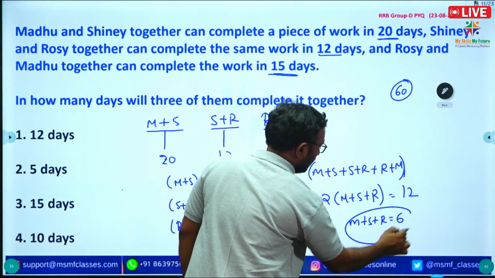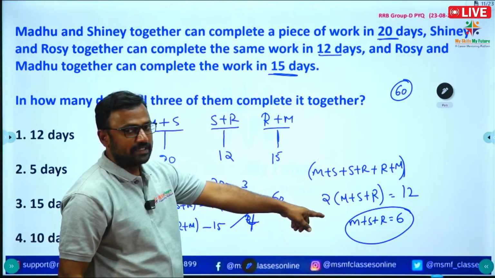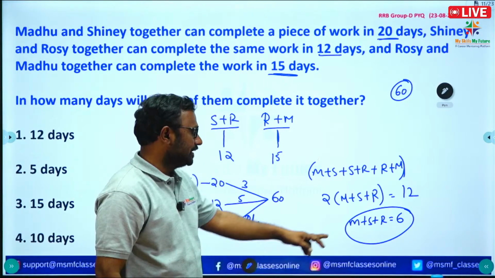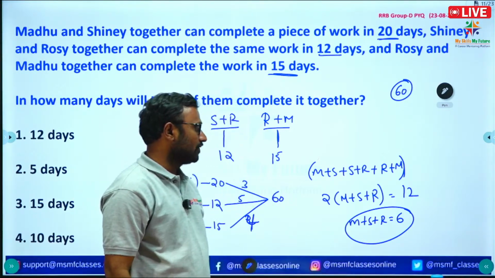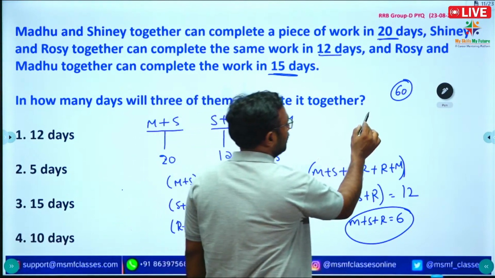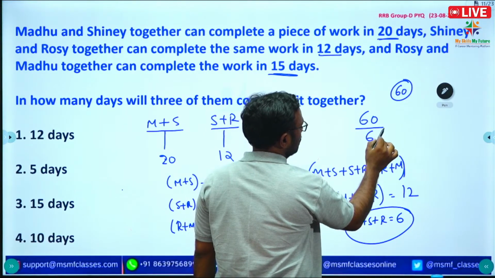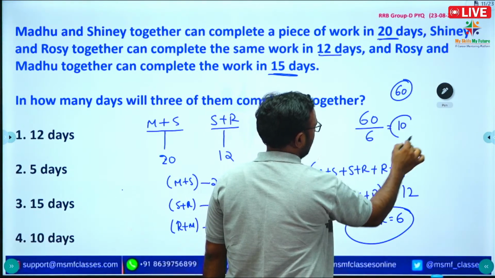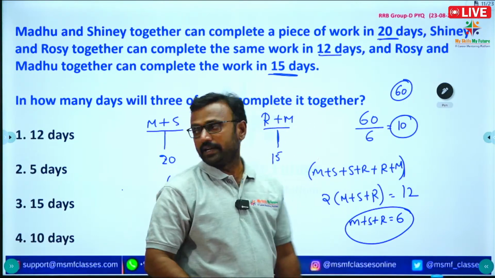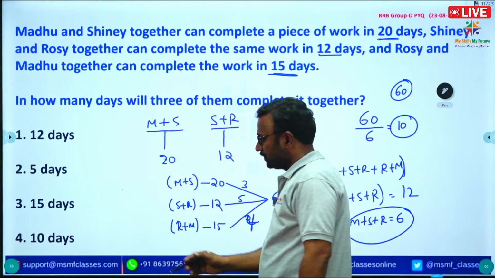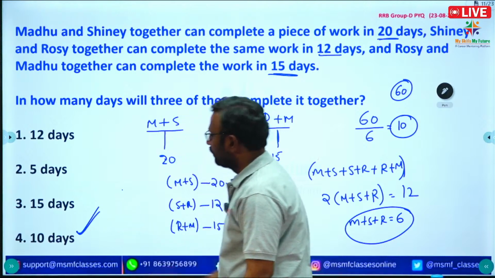In each day they will complete 6 units of work. The total units of work is 60, and each day they complete 6 units of work. So we get 10. They require 10 days. So option 4 is correct.